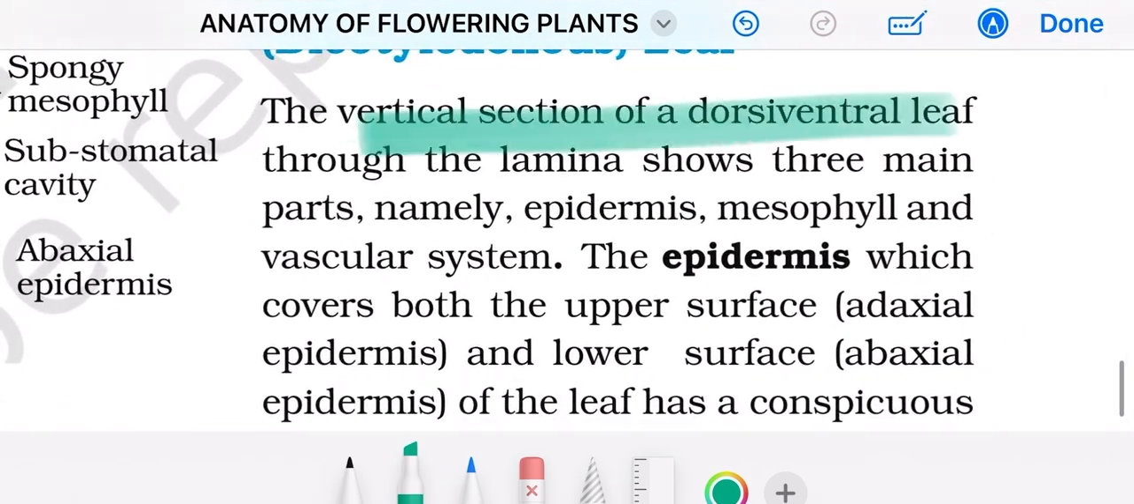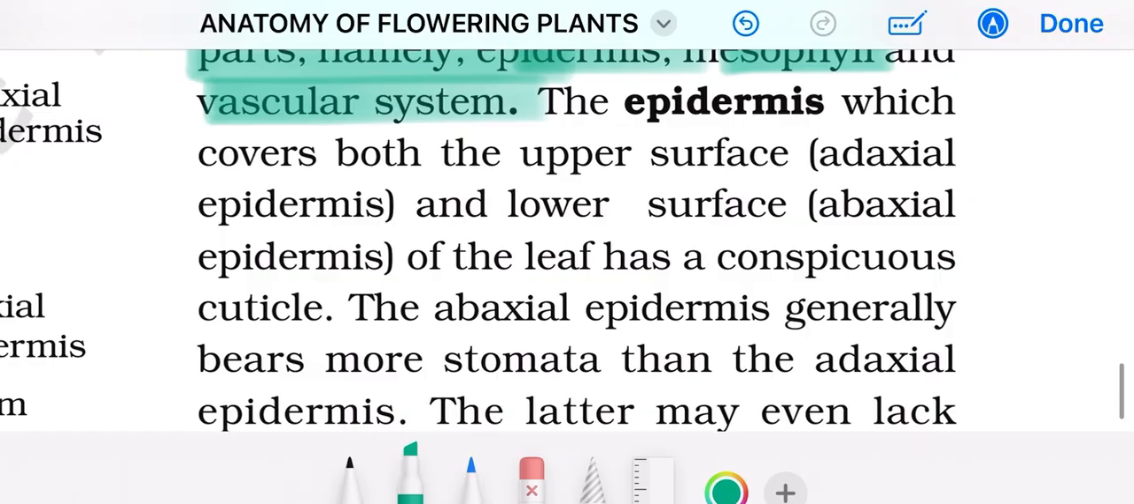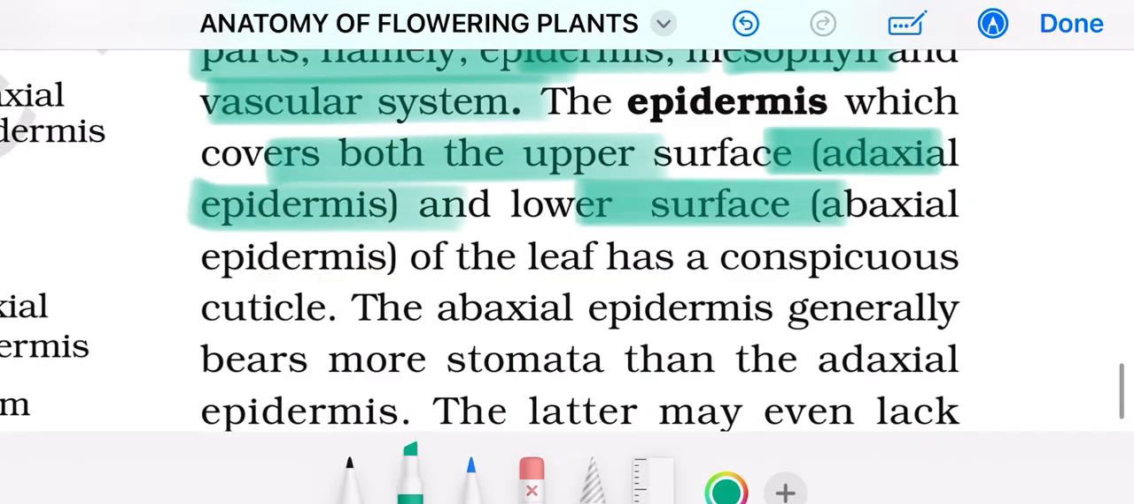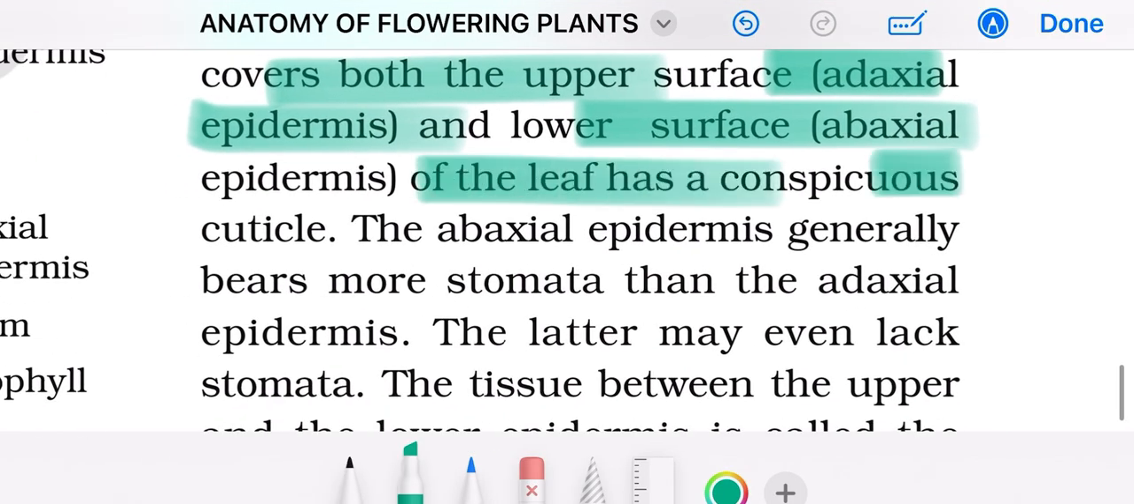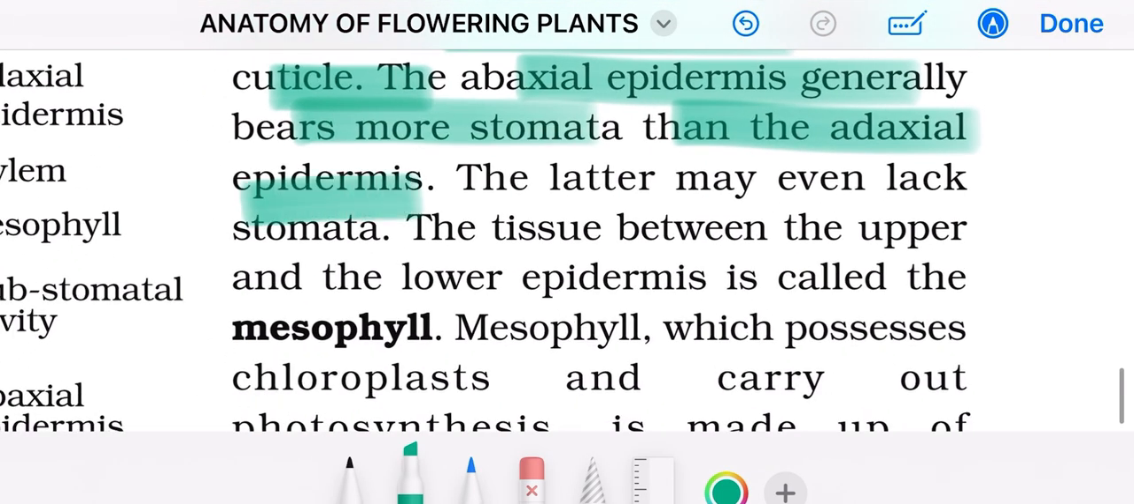Dorsoventral leaf. The vertical section of a dorsoventral leaf through the lamina shows three main parts, namely epidermis, mesophyll, and vascular system. The epidermis, which covers the upper surface, adaxial epidermis, and lower surface, abaxial epidermis, of the leaf, has a conspicuous cuticle. The abaxial epidermis generally bears more stomata than the adaxial epidermis. The latter may even lack stomata.